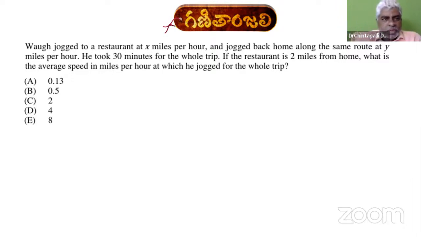Wow jogged to a restaurant at x miles per hour and jogged back home along the same route at y miles per hour. He took 30 minutes for the whole trip. If the restaurant is 20 miles from home, what's the average speed in miles per hour?